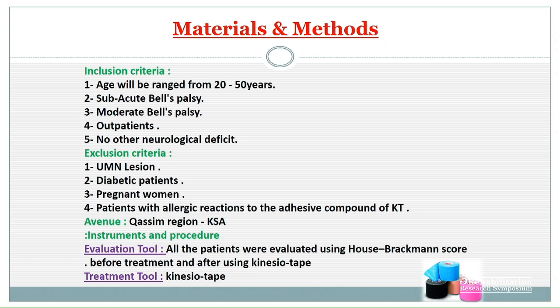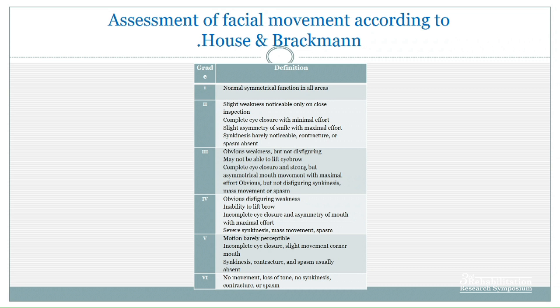Which one can we decide the grade, that this is mild or moderate? Yes, grade 3 and 4, moderate Bell's palsy. And grade 5 and 6, severe Bell's palsy. This is for facial movement. How do you decide this is a moderate Bell's palsy? When after assessment the patient takes a grade, for example 3 or 4, this is moderate Bell's palsy. You must mention that this is a simple, this is a moderate, this is a severe, not just grading.